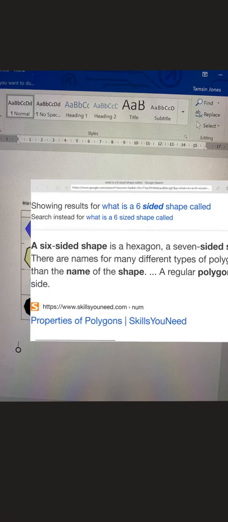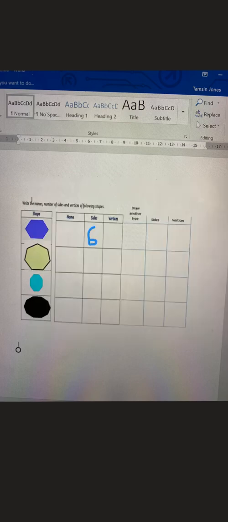The internet tells me that a 6-sided shape is a hexagon. So this shape is called a hexagon. So then I would fill in the number of vertices in this column by counting up the number of vertices. Now here I've got to draw another type of hexagon. This is what a regular hexagon looks like. A regular hexagon always looks this way. But you can have other types of hexagons.